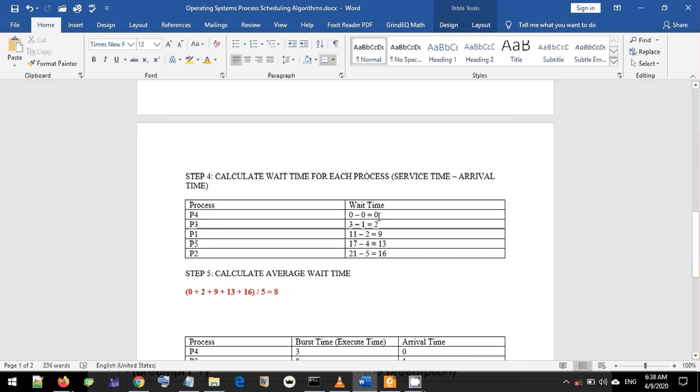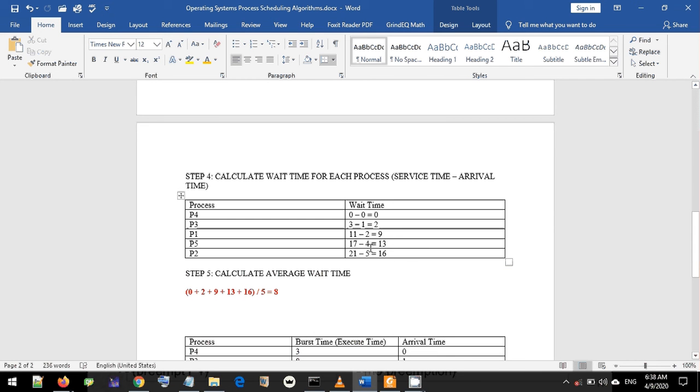0 minus 0 gives us 0. Process 3, the service time for process 3 is 3, and process 3 arrived at the first time instant, so 3 minus 1 gives us 2. The service time for process 1 is 11. Process 1 arrived at the second time instant, so it gives us 9.